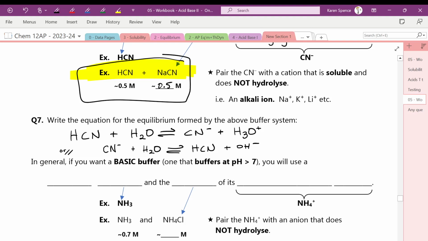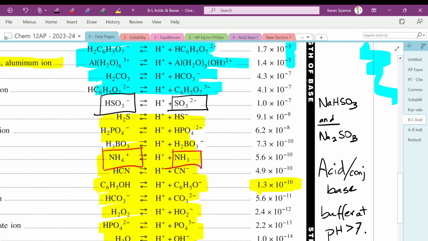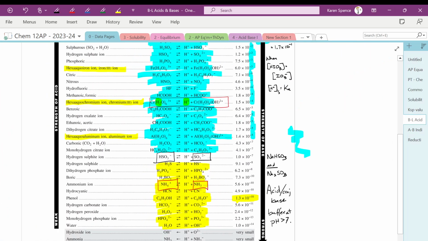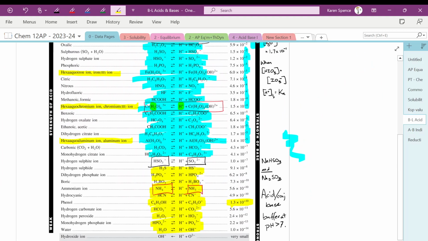Now, what I'm telling you here is the falsehood that we tell the regular Chemistry 12 students, which is if you want a buffer at pH less than 7, you choose a weak acid and the salt of its conjugate base. But as you know, at least a third of them will buffer at a pH above 7. Yes? These ones down here will buffer at a pH above 7.